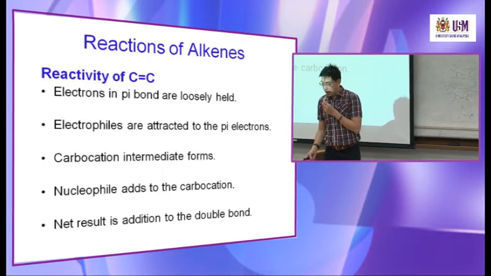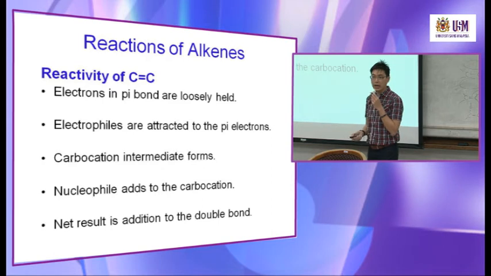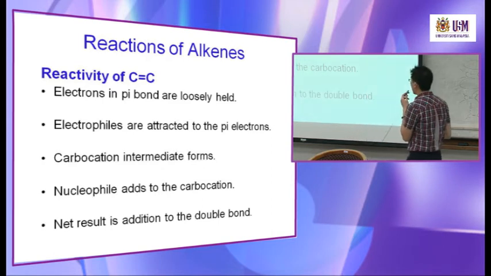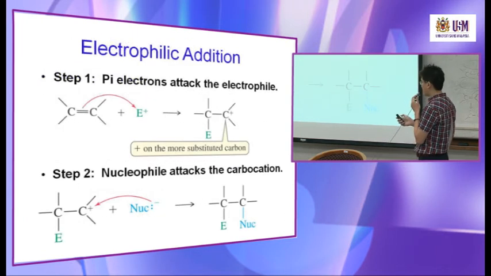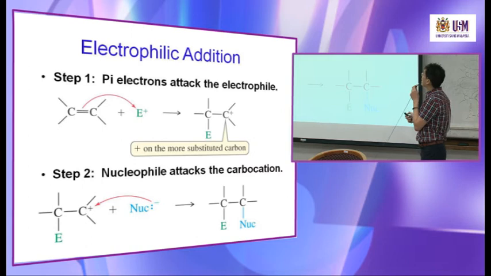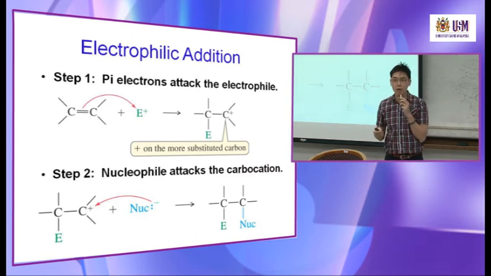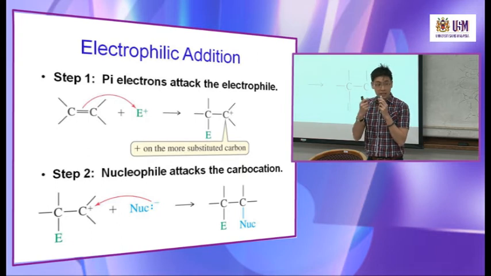After that, the nucleophile will add into the carbocation, a nucleophilic attack. Okay, the net result is an addition to the double bond. So let's see the example. In this case, this is very clear, you don't need to copy. See, this is the general mechanism for what we call electrophilic addition. Why electrophilic? Because the first step involves the attack of the electrophile. Okay, addition. Why addition? Because now the double bond becomes a single bond.